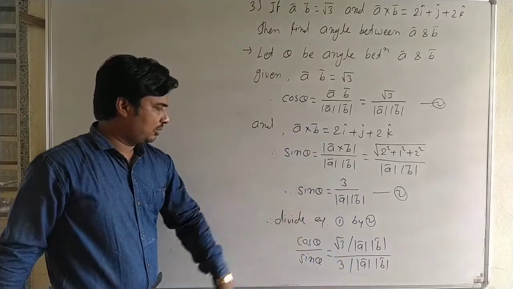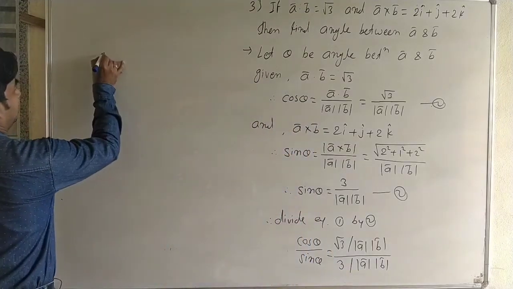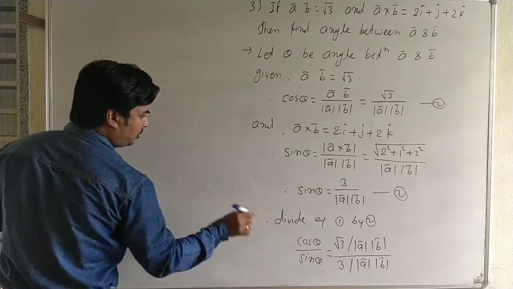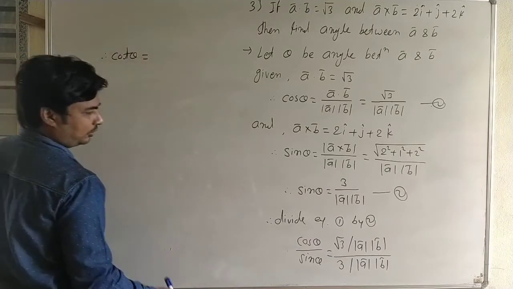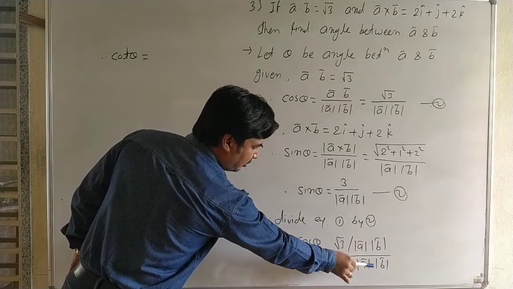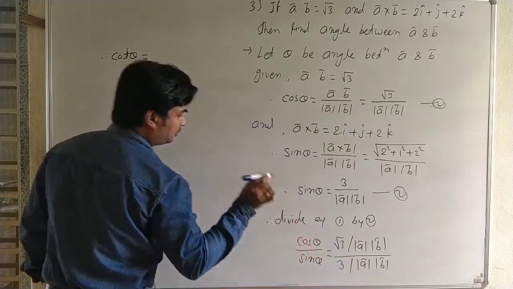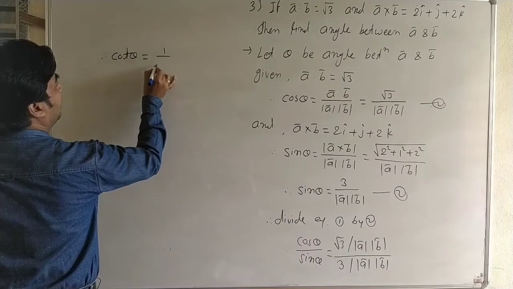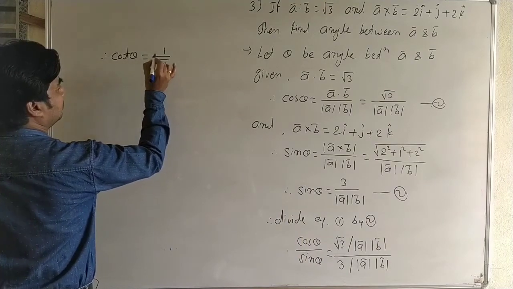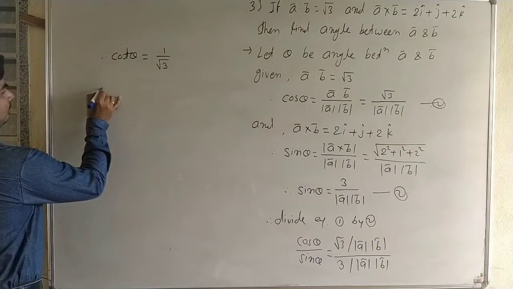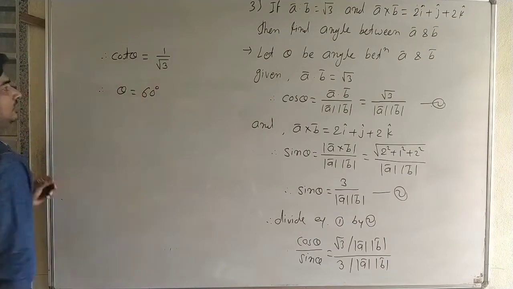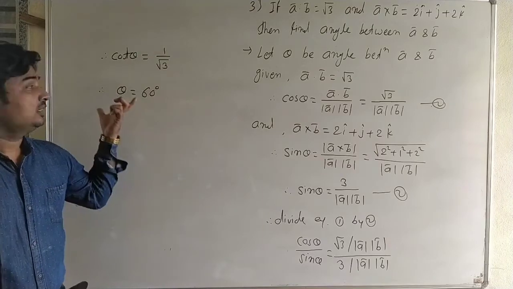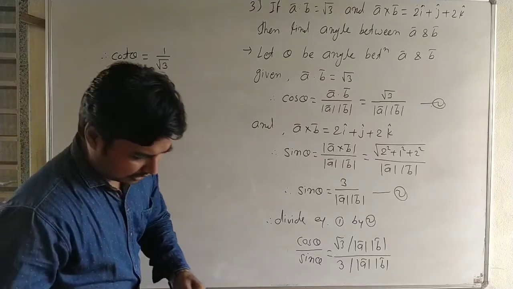Here magnitude of a bar and magnitude of b bar get cancelled. Then cos theta upon sin theta is cot theta, which is equal to root 3 upon 3, that is 1 by under root 3. Therefore theta is equal to 60 degrees. Then the angle between the two vectors is 60 degrees. Now we see the next example.